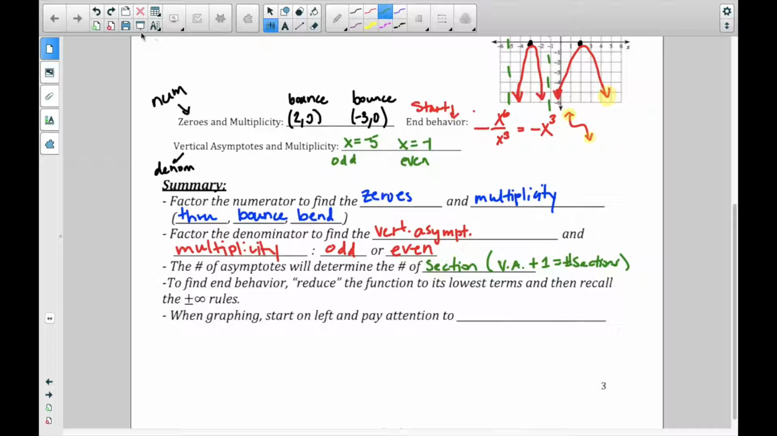And then finally, the hardest part that most people have is, how do I put it on the graph? They can do all of this little stuff, but they don't know how to put it on the graph. So I'm going to talk about how to do that. When you are graphing, start on the left and pay attention to the end behavior. The end behavior is going to be just like the end behavior we've talked about all year long. To find the end behavior, you reduce the function to its lowest terms, and then remember the positive infinity, negative infinity rules. That will tell you the end behavior.